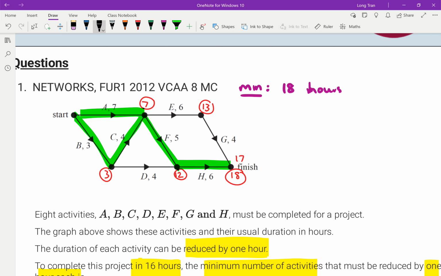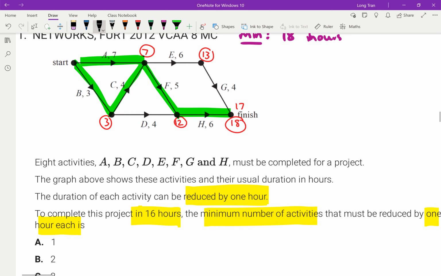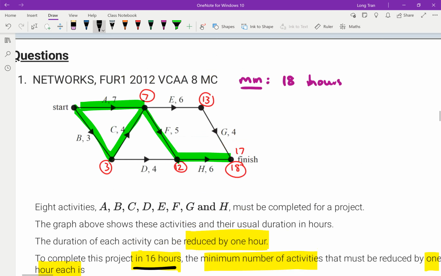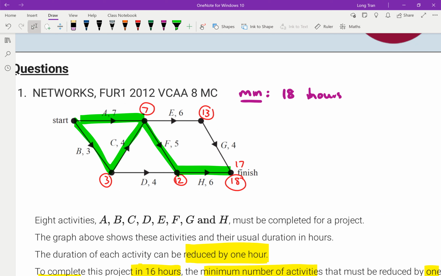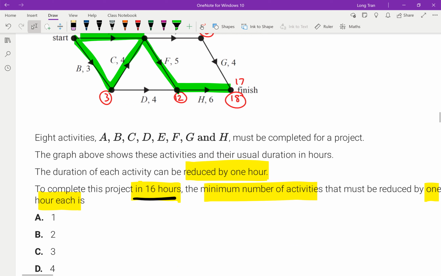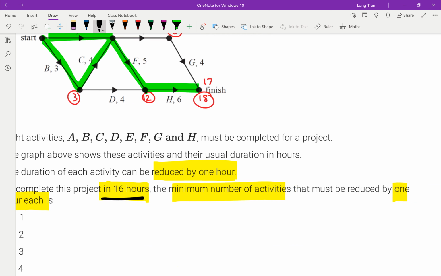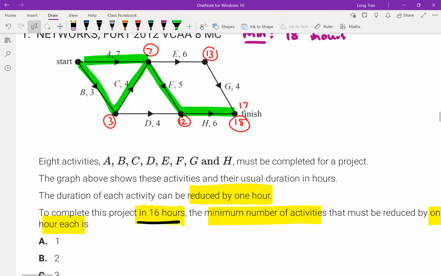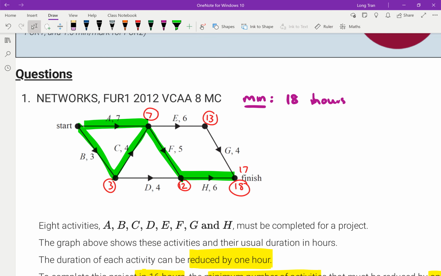Now, to complete this project in 16 hours, I want to get down to 16 hours, and all I can do is reduce activities by 1. Okay, so what activities can I reduce by 1, and what's the minimum number of activities that must be reduced by 1 hour each? So if I were to get to 16, I need to reduce at least 2 of these. So if I did A, for example, remember the ones you're reducing are the ones on the critical path. So I can reduce A as an example.